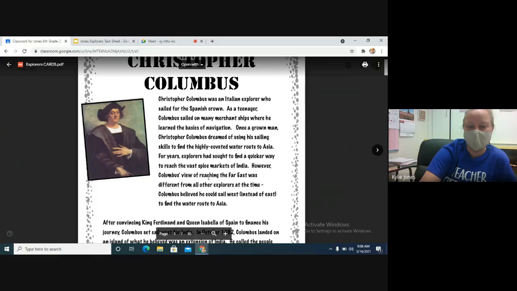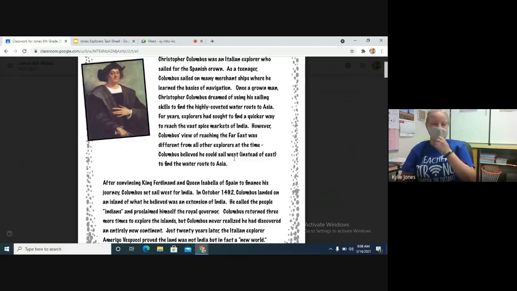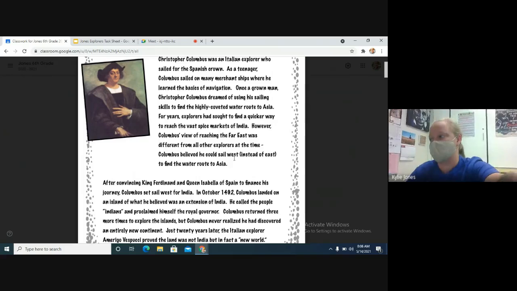However, Columbus's view of reaching the Far East was different from all the other explorers at the time. Columbus believed that he could sail west instead of east to find the water route to Asia. So we talked about that yesterday. He thought that if he sailed across the ocean, he would run into Asia eventually, but what did he run into instead? North America. Good. But he didn't know that yet. North America hadn't been discovered.